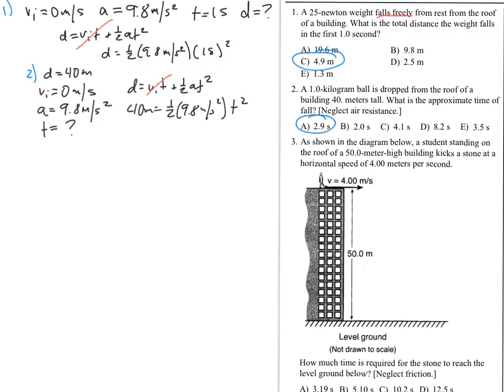Number 3 is another free fall problem, but this time we have a horizontal velocity given here. Once again, you guys should remember that horizontal motion does not affect the vertical motion. So we're going to treat this vertical motion problem as a free fall problem. Okay, number 3.